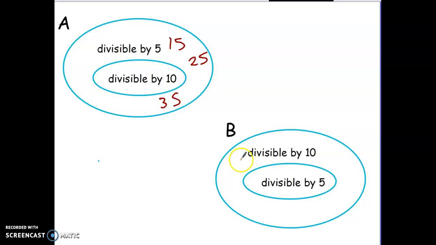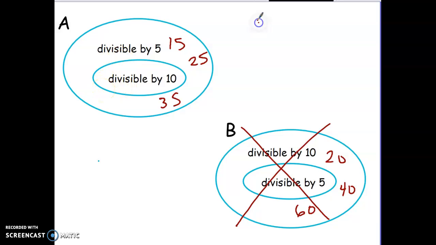All right, how about down here? Can you think of a number that's divisible by 10 that is not divisible by 5? Well, any number that's going to go in my divisible by 10 circle is going to end in a 0. But I learned on the last slide that any number that ends in a 0 is divisible by 5. So this one is not correct. This is the correct picture. Every number that is divisible by 5 is not necessarily divisible by 10, but every number that's divisible by 10 is divisible by 5. This one is contained inside of this one.